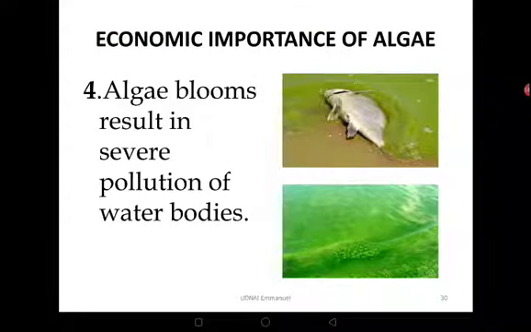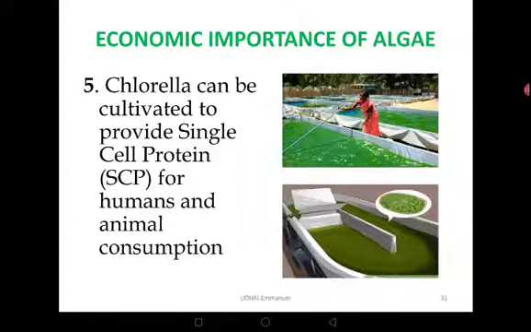Algal blooms result in severe pollution of water bodies. Growth of algae in large numbers pollutes the water bodies. In fact, algae is an indicator species for pollution. When you have algae in a water body, it's a sign that the water is polluted. It has a lot of nutrients, either phosphates or sulfates, that favor its growth. So algal blooms are disastrous because they lead to death of other aquatic organisms like fish. So avoid pouring especially products that have phosphates and sulfur, like soaps and detergents, in the waters. You will cause algal bloom.